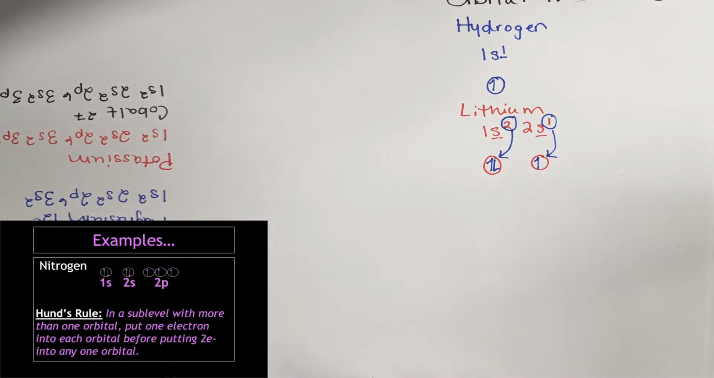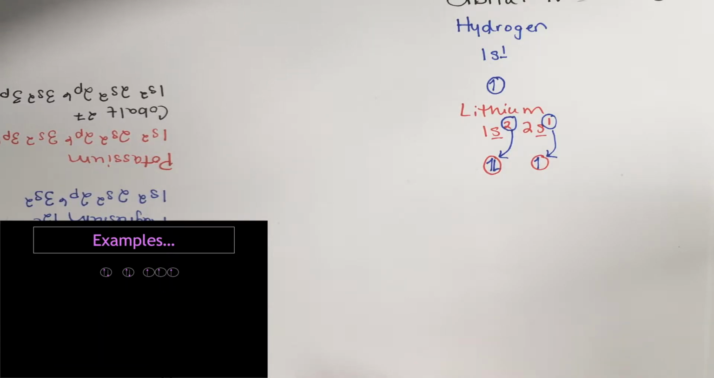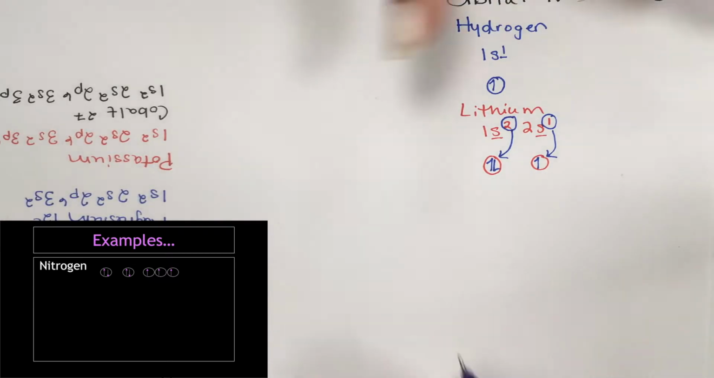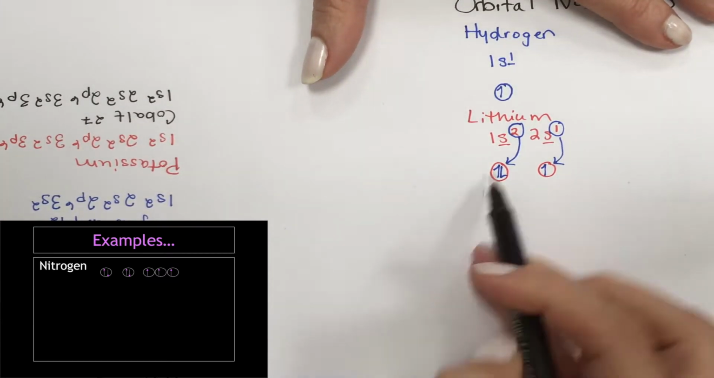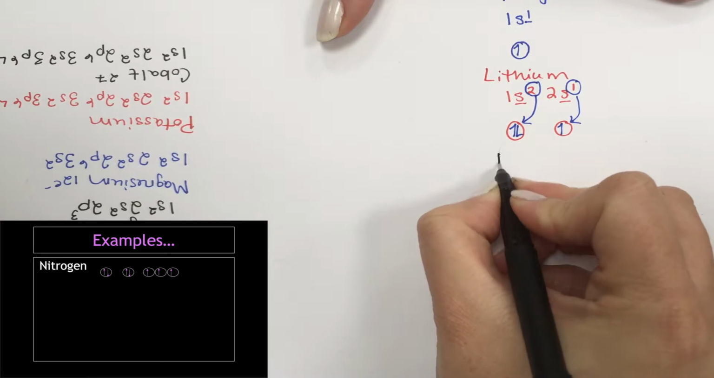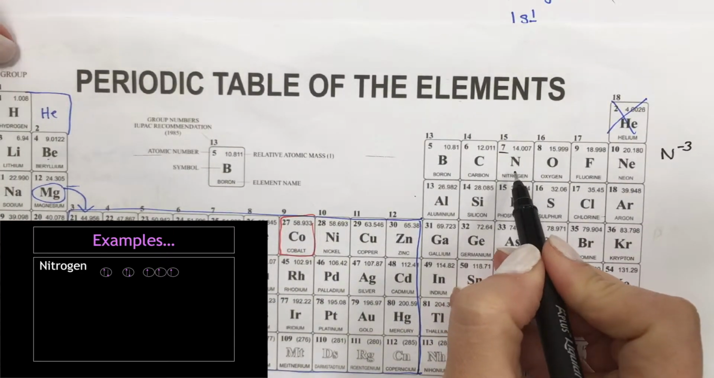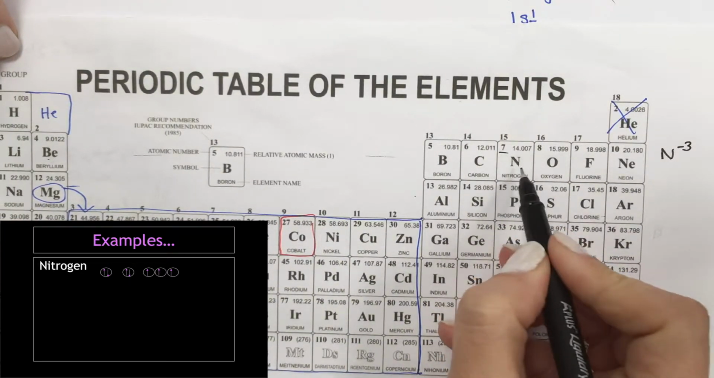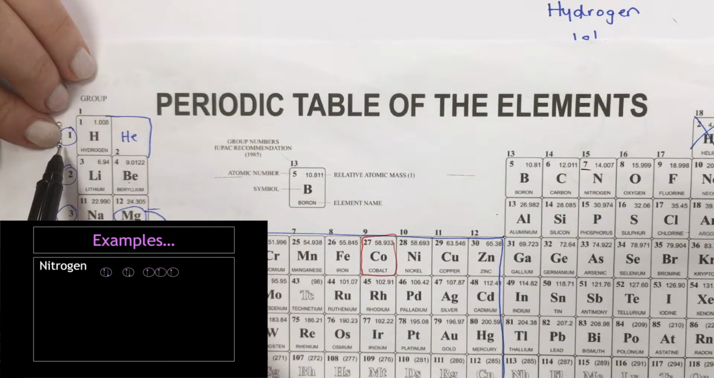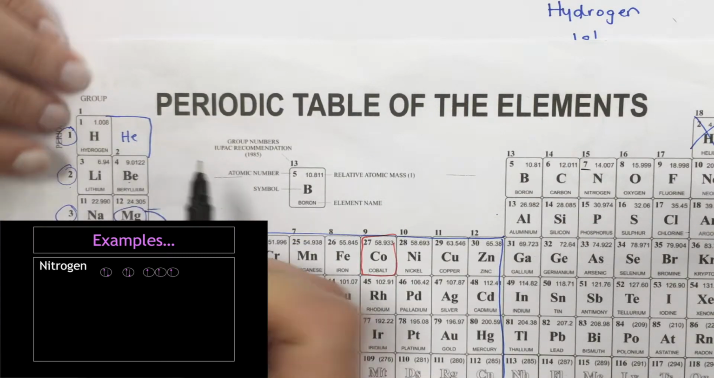For example, I really didn't want to show you the answer, but let's just do nitrogen. We'll do nitrogen next. Nitrogen is here. It's in the second energy level and the P sublevel. So in the first energy level, you have just an S, so 1s2.